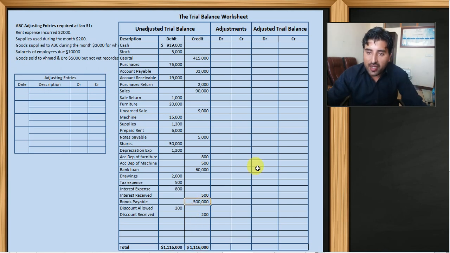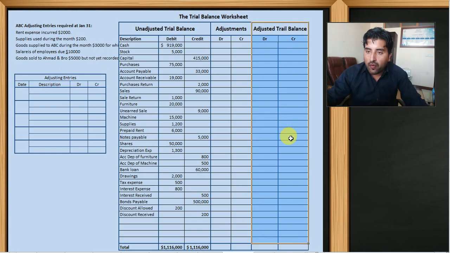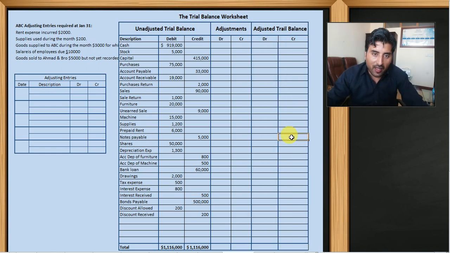So dear students, now we are talking about the adjusted trial balance. Before talking about the adjusted trial balance, you must know what adjustments are. If you remember, we had a lecture on adjusting entries, but I'm not going into the detail of that lecture. Simply, adjusting entries are those entries which are recorded at the end of the accounting period, and the purpose of adjusting entries is to meet the requirement of the matching principle.